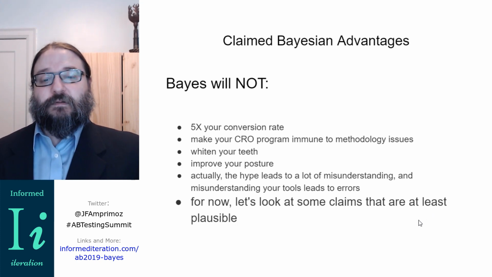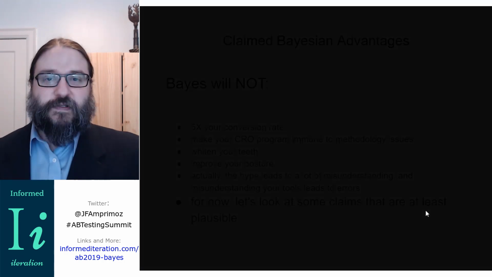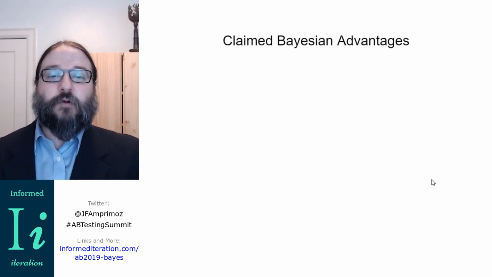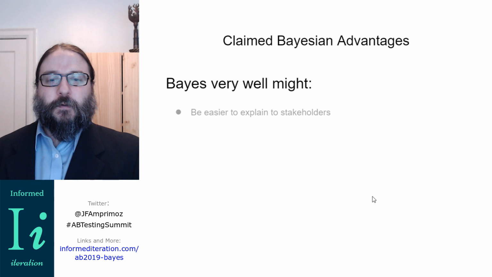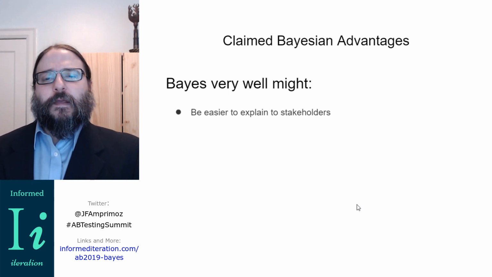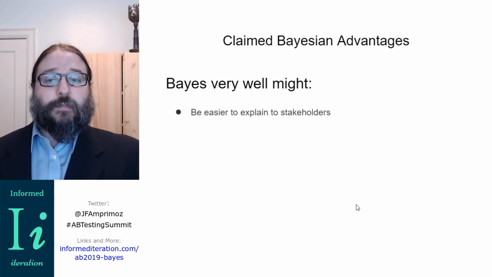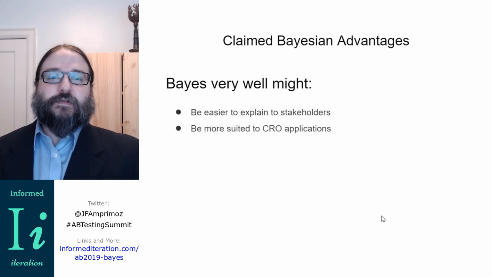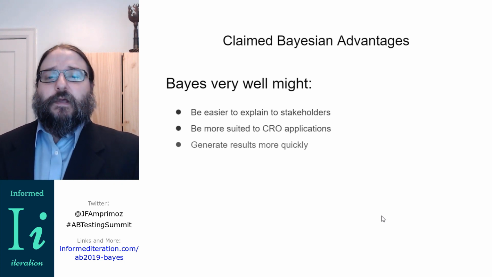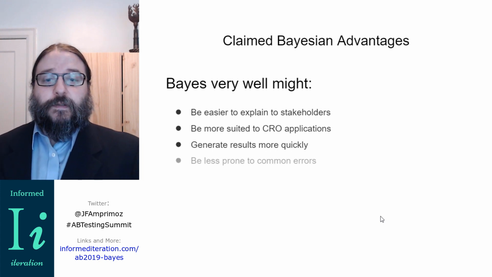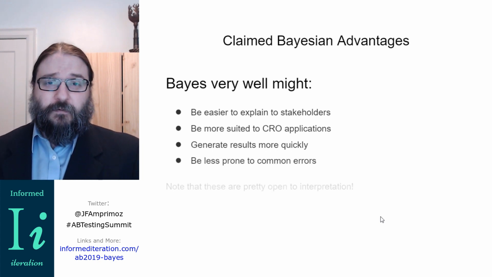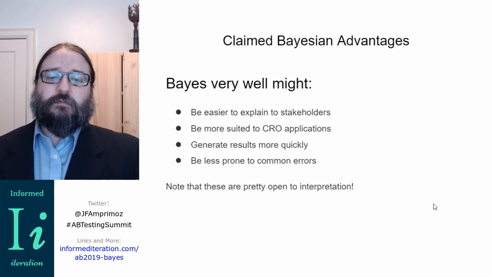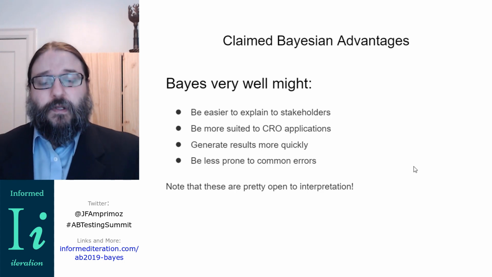So for now, let's look at some claims that are at least plausible and see what kind of truth we can underpin there or not. Bayes very well might be easier to explain to stakeholders, be more suited to CRO applications, generate results more quickly, be less prone to common errors. These are very open to interpretation.